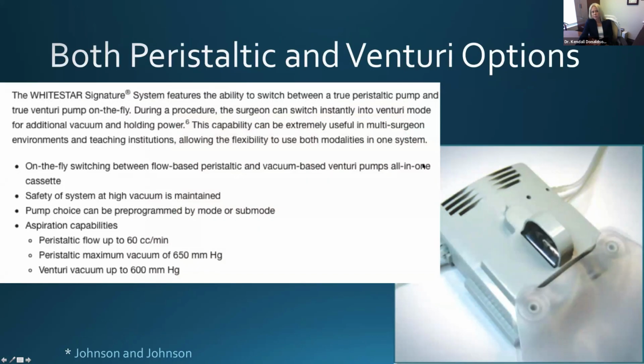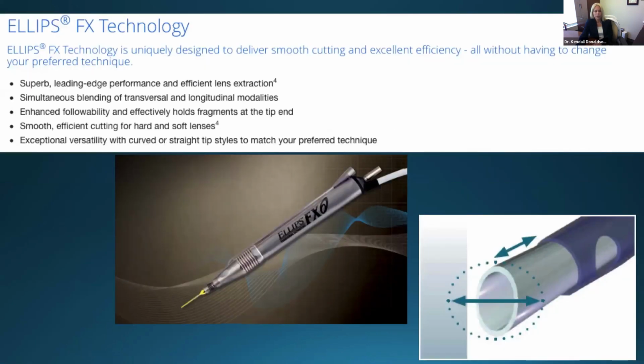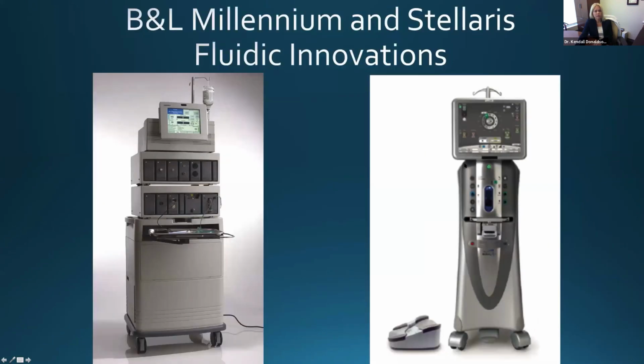And the system is very nice because you have both the peristaltic and the Venturi options. Sometimes the Venturi can be very helpful. The followability is really wonderful with the Venturi system. And so a lot of surgeons like this ability to go back and forth between the two types of systems. This is their phaco tip. Again, most of the tips are now able to have both transverse and longitudinal modalities to try to improve efficiency of just breaking up that piece of the cataract material.